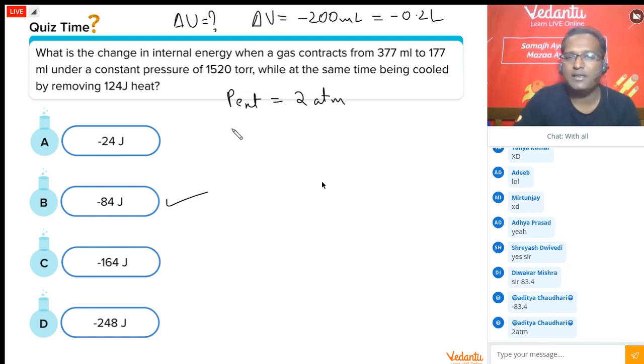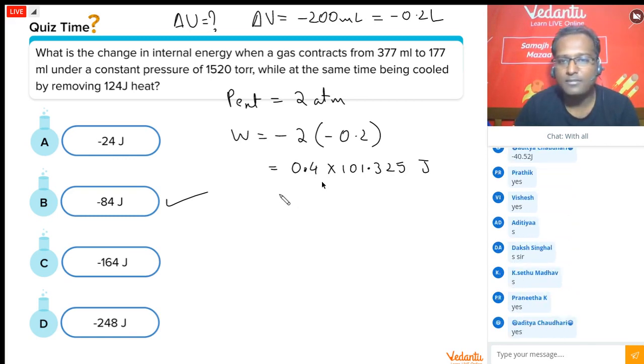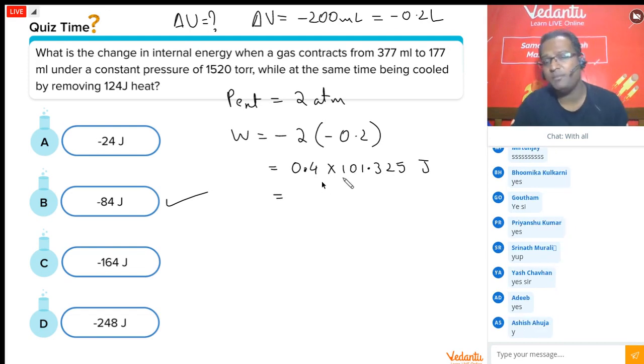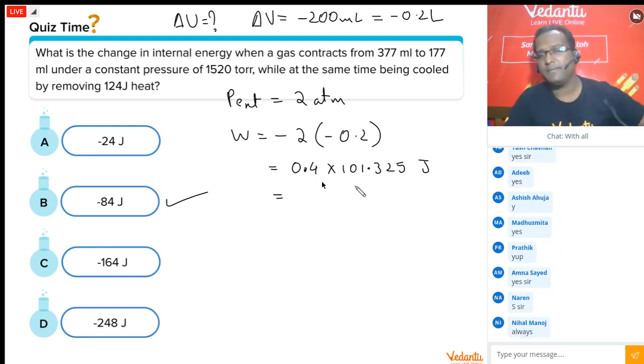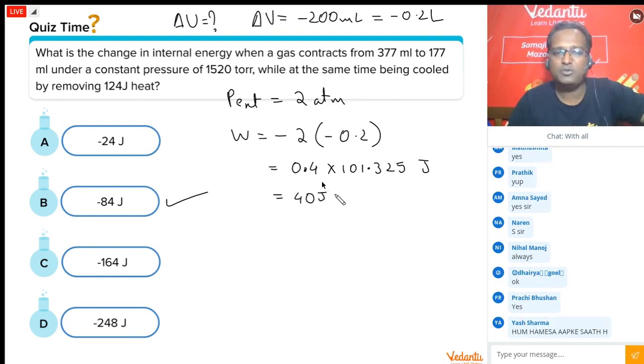So P external is constant, so work done directly comes out as minus P external into delta V, right? But the value comes out to be in what units? The value comes out to be in liter atmosphere. So it has to be multiplied by 101.325. Then it comes in joules. Are you with me? If I'm making any mistake, please point it out. So this will come out to be roughly 40 joules.